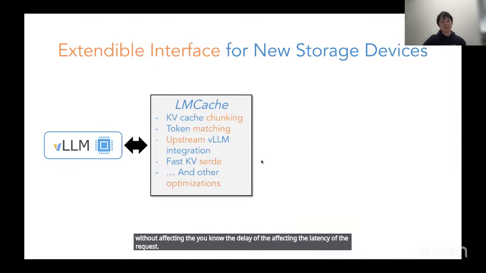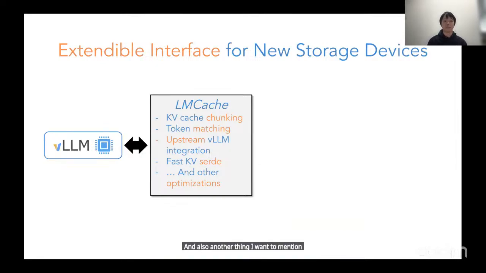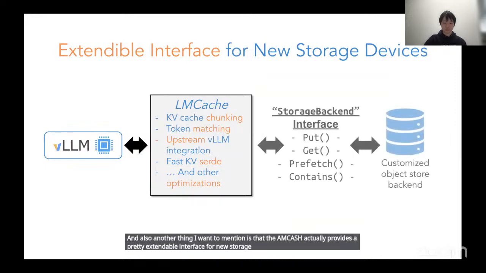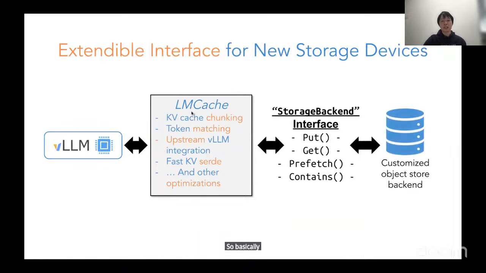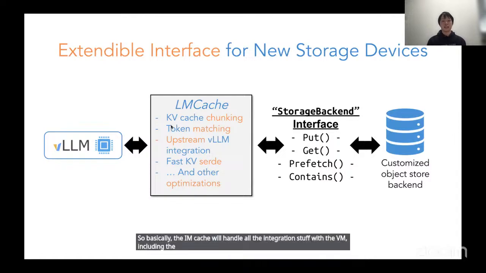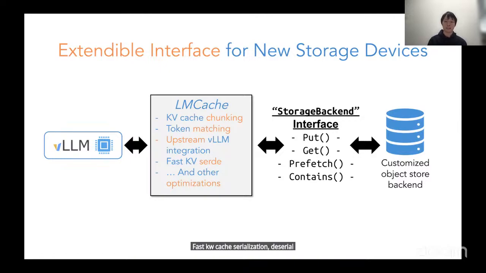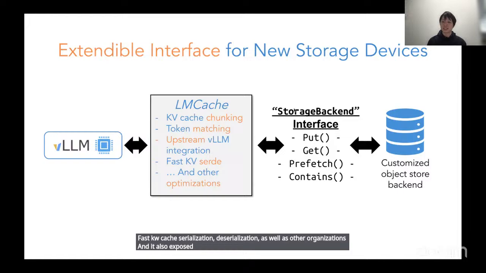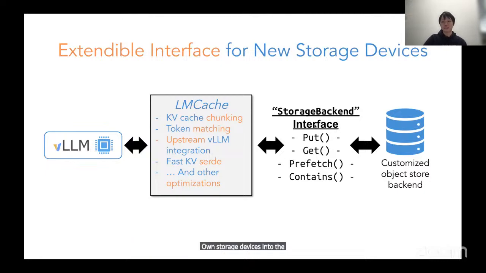Another thing I want to mention is that LMCache provides a pretty extendable interface for new storage devices. Basically, LMCache will handle all the integration with vLLM, including the KV cache chunking, the token matching, the vLLM integration, fast KV cache serialization and deserialization, as well as other optimizations. It also exposes a storage backend interface for people to integrate their own storage devices into LMCache.